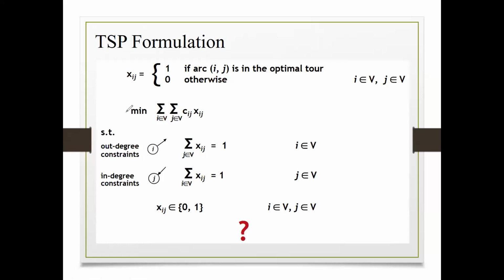Okay, so this was the objective function, and these were the two local constraints, which say that a salesman leaves a city exactly once and enters a city exactly one time. But as I said, there's something missing. And what is that missing? I can tell you only if we look at the example that follows.